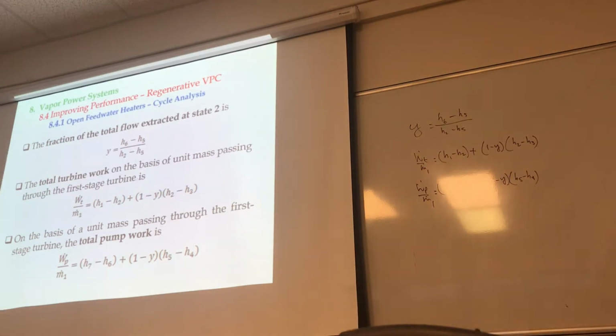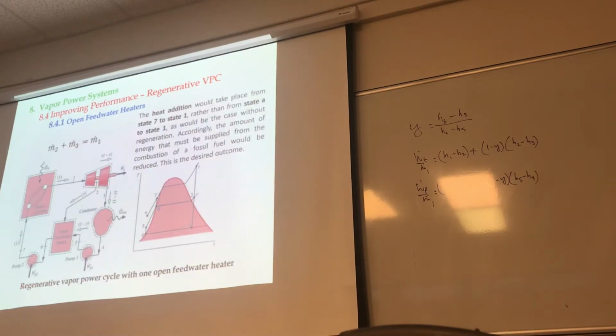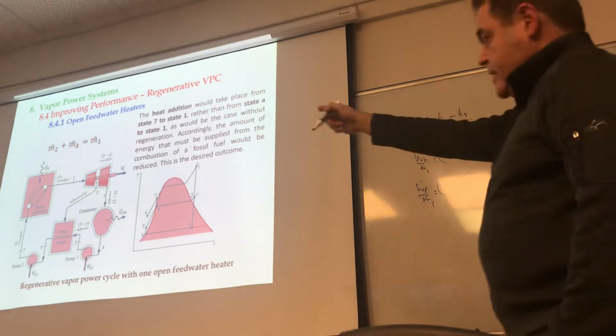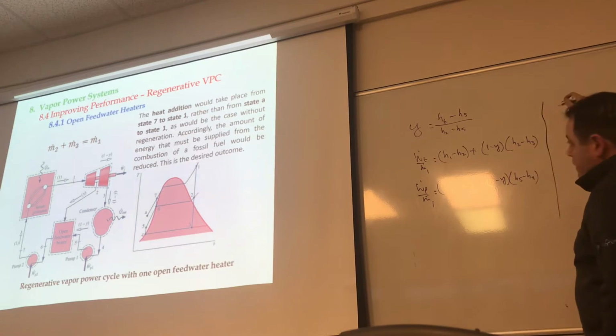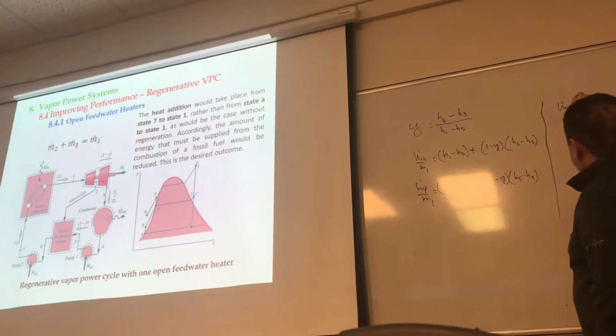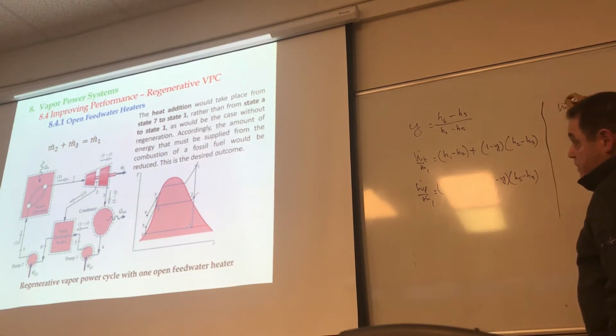Now these equations are ready for you to use, if you have homework, let's say, that's associated with that. But then again, why is it, at least for the first one, why is y equal to h6 minus h5 divided by that? When you look at what's happening in the first turbine, isn't it true that m dot 1 is equal to m dot 2 plus m dot 3?